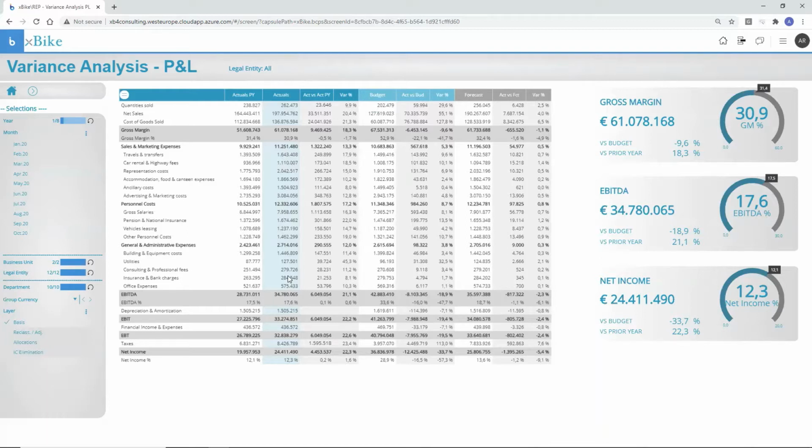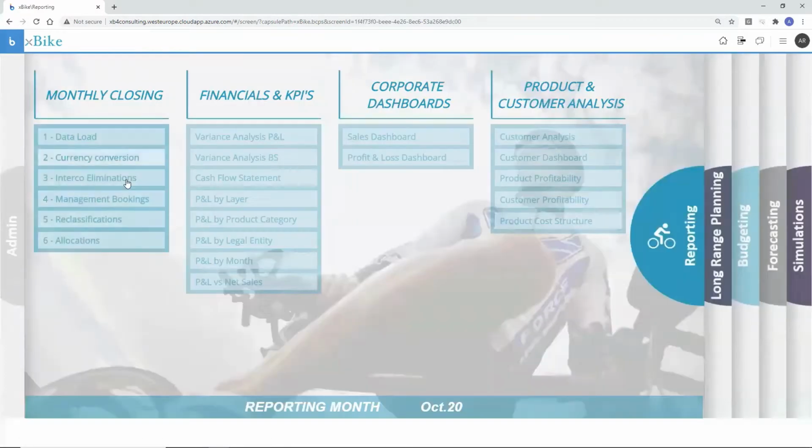But actually what I see is that there is a big gap between the gross margin and the EBITDA, which is explained of course by the different expenses here. But in this report, I don't have a full view on these expenses. To have a better view on those expenses, I can go into another report that I used to call the P&L versus net sales.